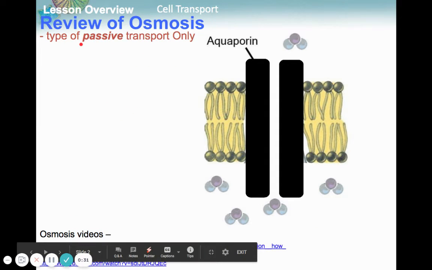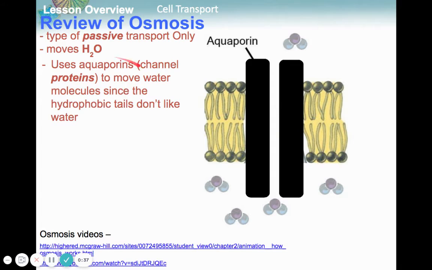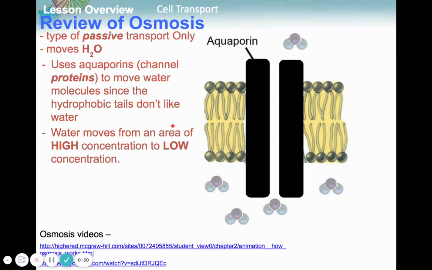Osmosis is a passive transport. It only moves water. It uses these special protein channels to move the water because the hydrophobic tails don't like water. That's these guys here. Water moves from an area of high concentration to an area of low. So these are little water molecules here. They look like upside down Mickey Mouse.